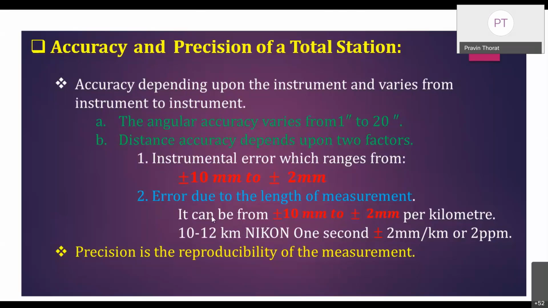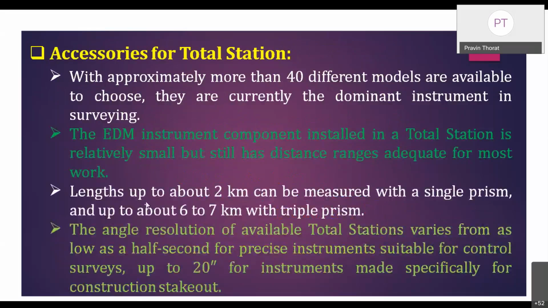These are the points regarding accuracy and precision of the instrument and prism. Then we move towards various types of accessories to be used in the total station. Generally, the main part is the total station, then tripod, prism pole, and prism. More than 14 accessories of different models are available to choose from, currently in the domain of surveying instruments.